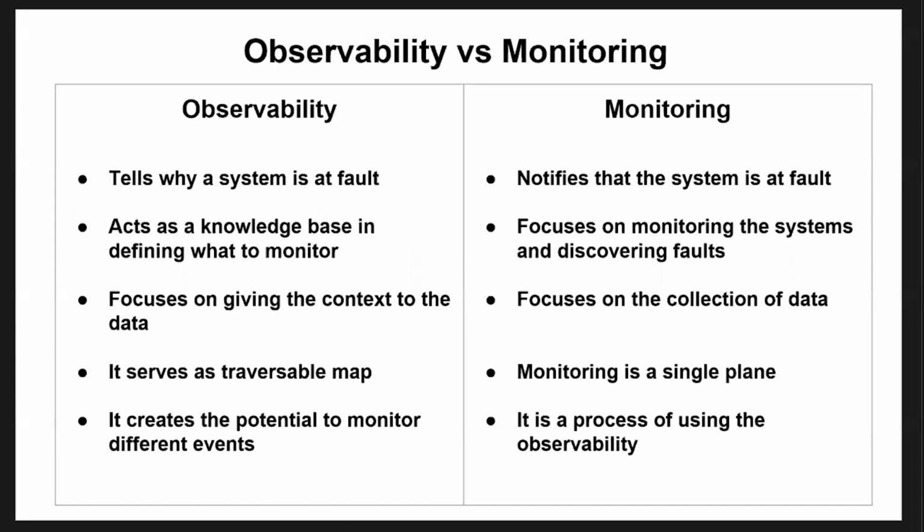Here is quite some difference between observability and monitoring. As I said, observability tells where exactly the fault is, but monitoring just notifies that there is a fault. Observability acts as a knowledge base from which we can get inference. Monitoring focuses on faults, where exactly the fault happened. We just need to monitor it: okay, it has happened in this place.